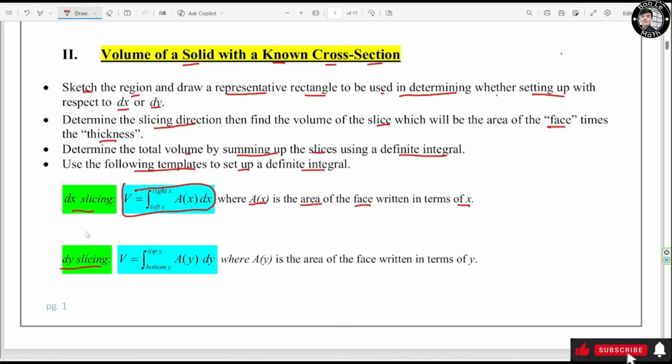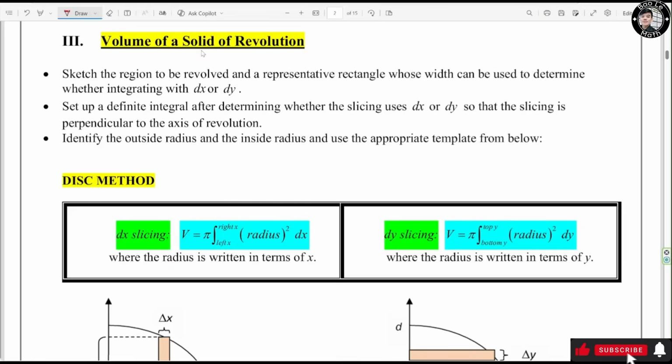For dy slicing, you're going to use this formula, where A of y is the area of the face written in terms of y. Now, the volume of a solid of revolution. First, you need to sketch the region to be revolved and a representative rectangle, whose width can be used to determine whether iterating with ds or dy.